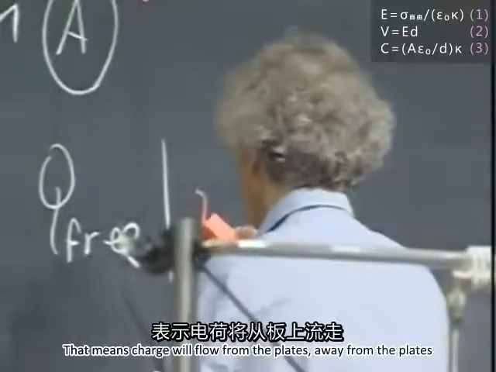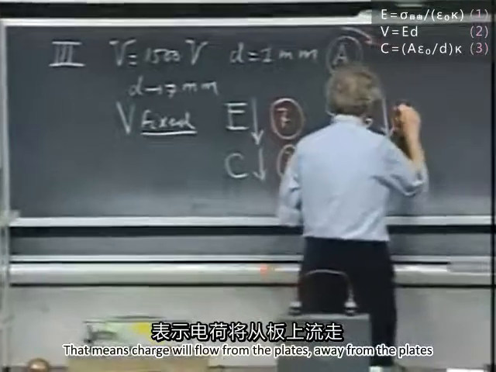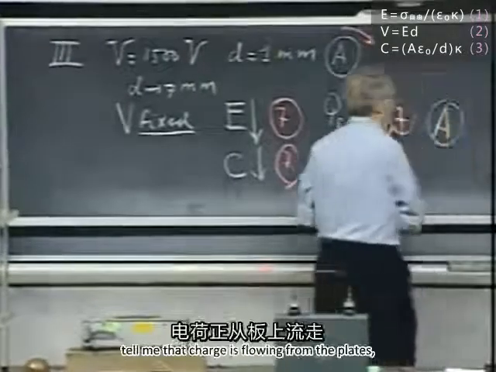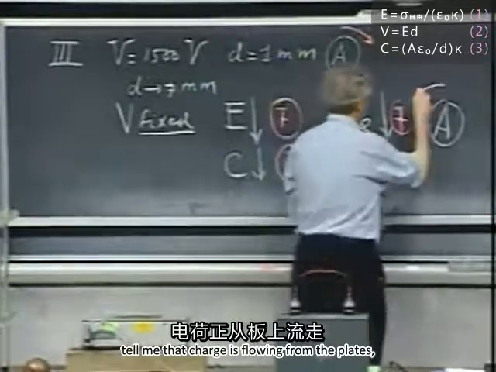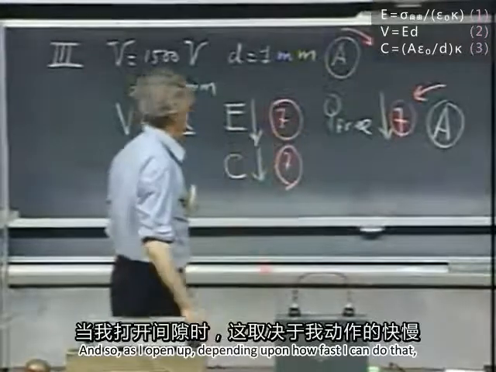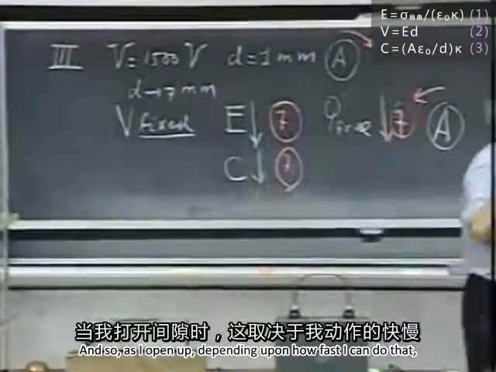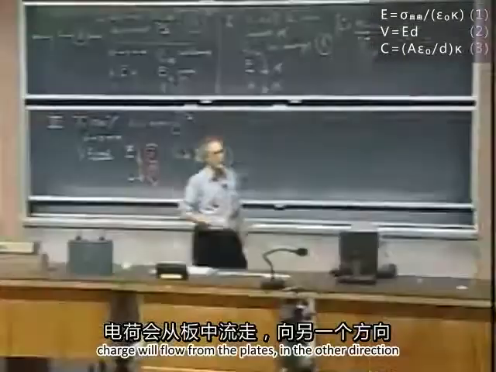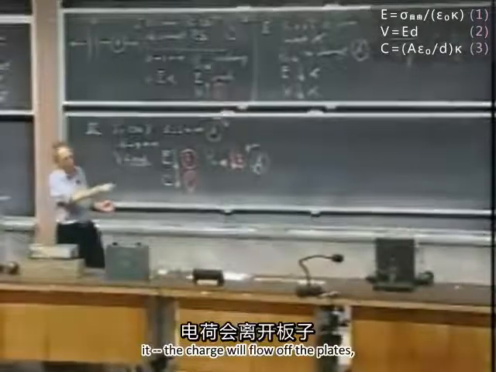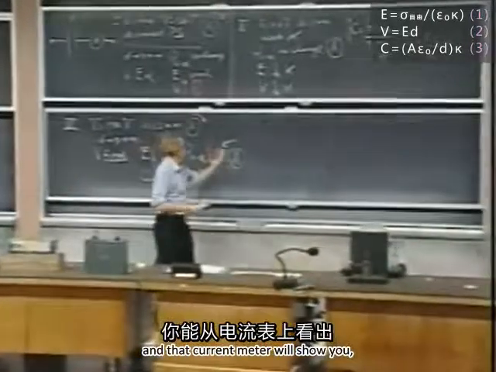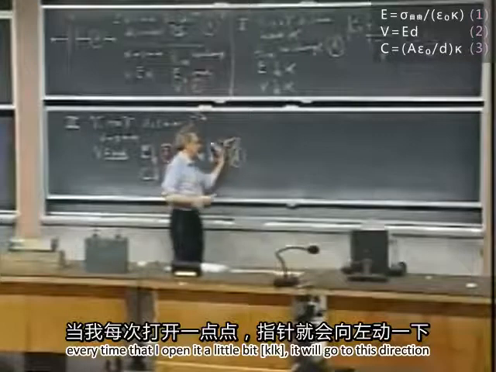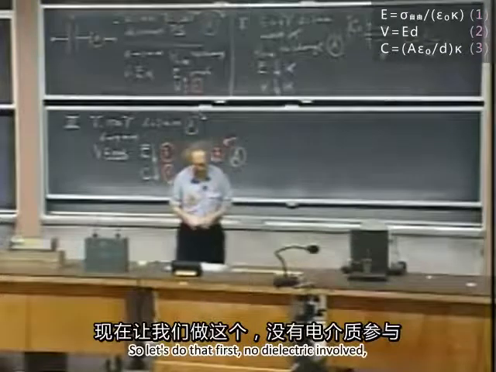That means charge will flow away from the plates, and so my ammeter will tell me that charge is flowing from the plates, and so that hand there will go to the left. As I open up, depending upon how fast I can do that, charge will flow off the plates in the other direction, and that current meter will show you every time that I open it a little bit, it will go to this direction. So let's do that first.